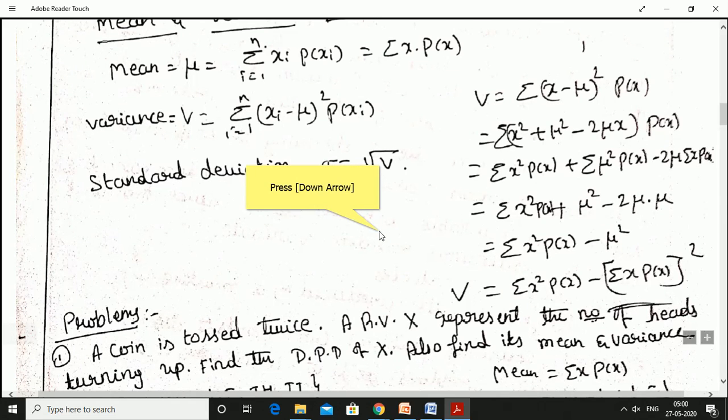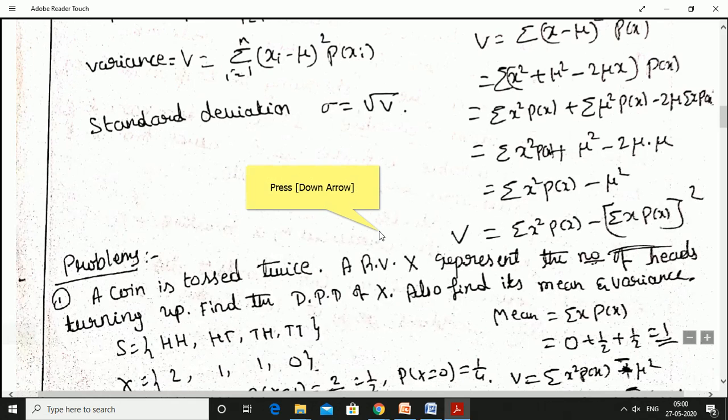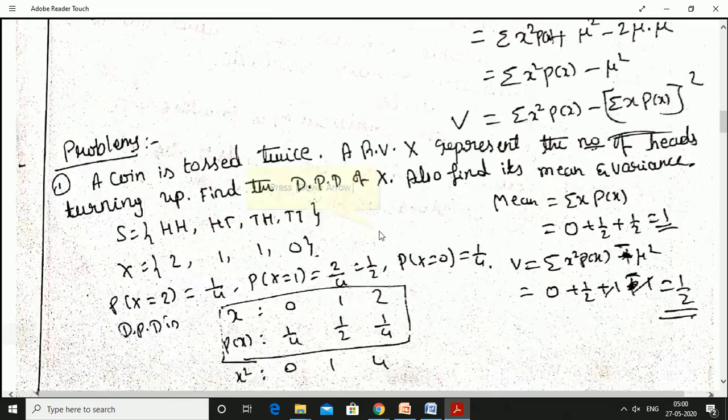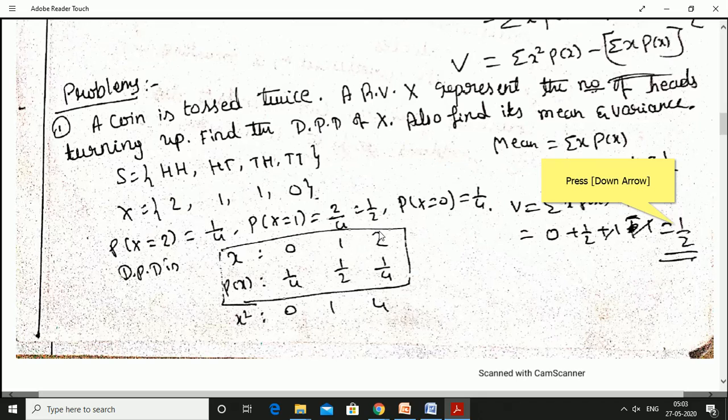Now we'll see few problems on this discrete random variable. A coin is tossed twice. A random variable x represents the number of heads turning up.